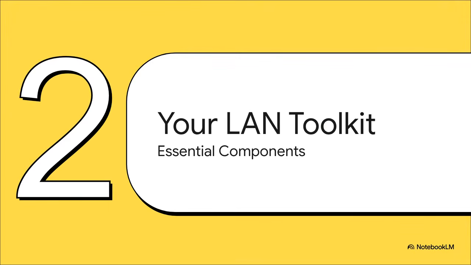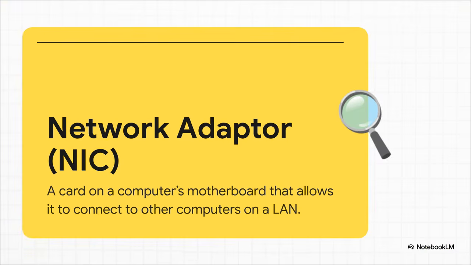So, what if you wanted to build one of these LANs? What do you actually need? Well, it's probably a lot simpler than you think. Let's take a look at the essential toolkit. Okay, first things first. Every single device needs a way to speak the network's language. That's the job of something called a network interface card, or what we usually just call a NIC. It's kind of like a built-in translator with that special doorway, that familiar port where you plug the cable in.